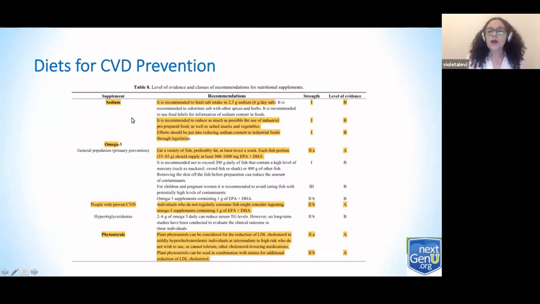There is other evidence too, but let's just say that the one strength of evidence is that sodium intake is recommended to be limited to 2.3 grams of sodium, or 6 grams of salt, per day. And it is recommended to reduce as much as possible the use of industrial pre-prepared foods. All processed foods have added salts, as well as salted snacks and vegetables, and effort should be put into reducing sodium content in industrial foods through legislation.